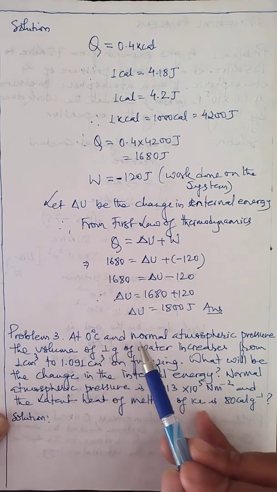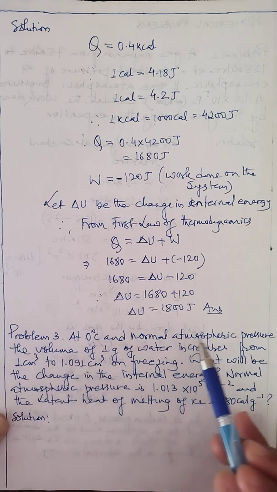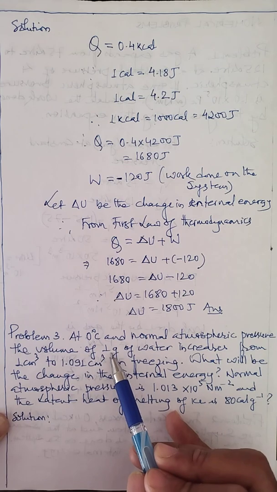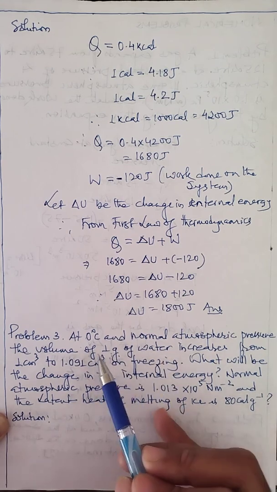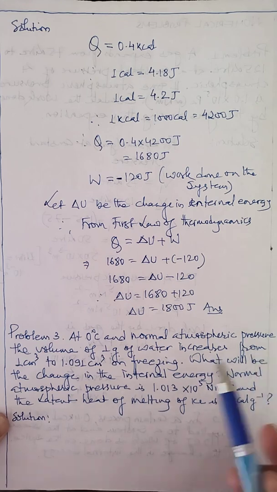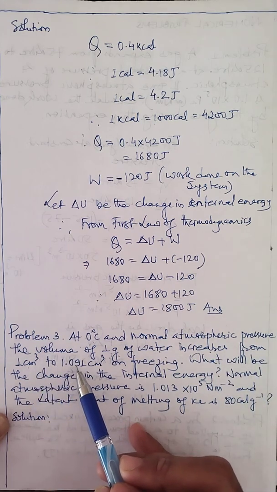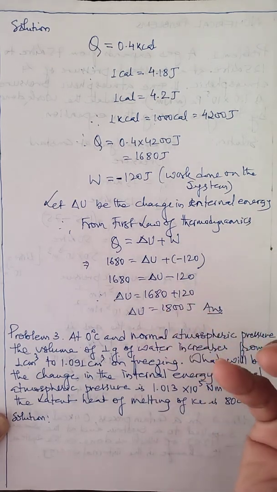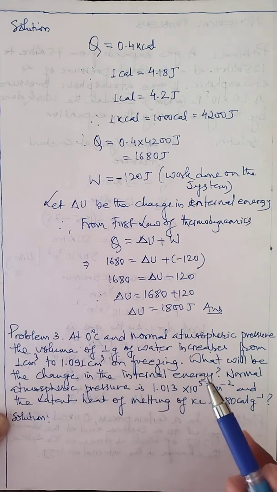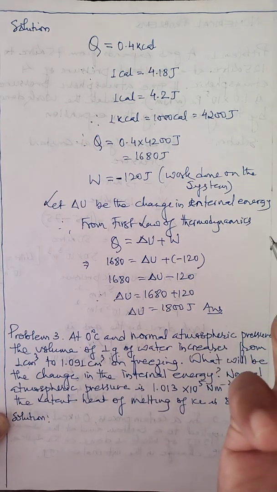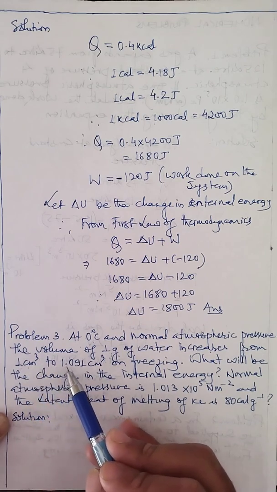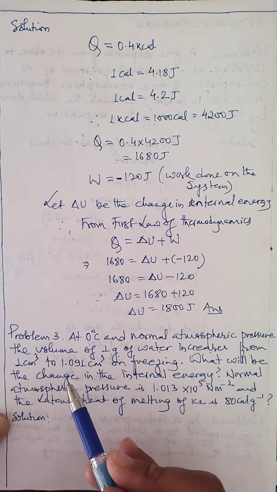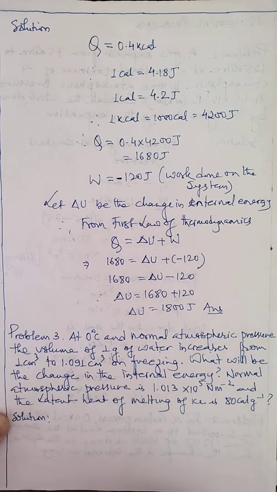Problem number 3 says that at 0 degrees Celsius and normal atmospheric pressure, that is also called NTP, the volume of 1 gram of water increases from 1 centimeter cube to 1.091 centimeter cube on freezing. Now, when water freezes into ice at 0 degrees Celsius, which is a constant temperature, the volume increases from 1 centimeter cube to 1.091 centimeter cube.